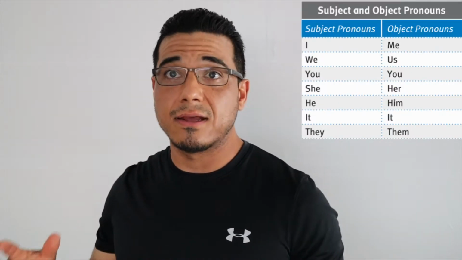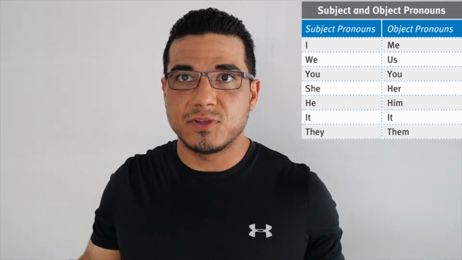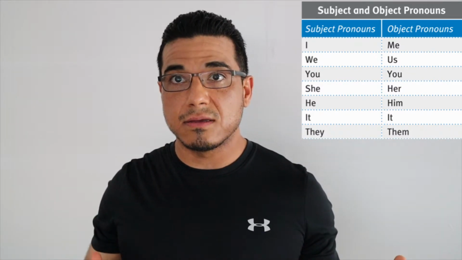Now, I mentioned that pronouns can operate as both a subject pronoun and an object pronoun. And every subject pronoun has a corresponding object pronoun to go with it. So, you have I and then me, you have we and then us, and so on. And I'll have a few examples on screen.